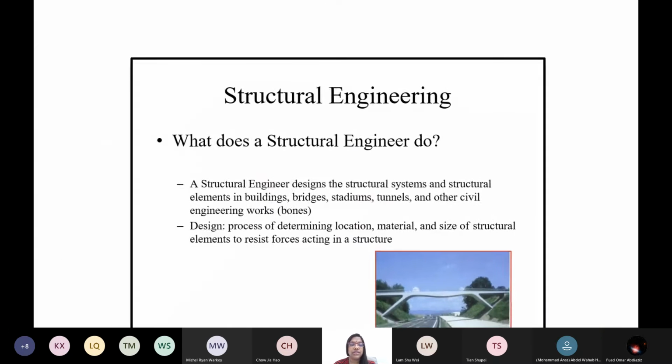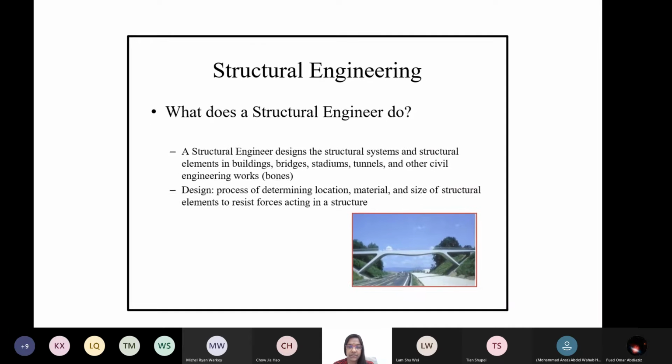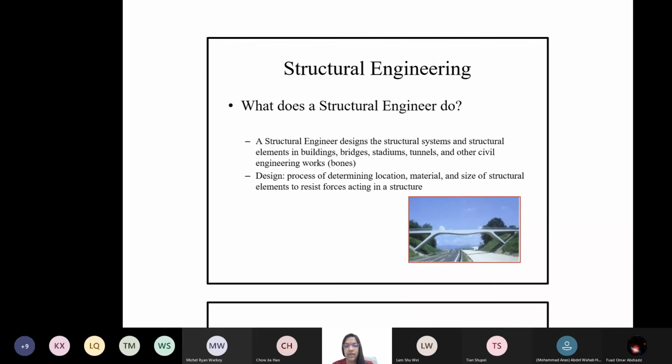What is structural analysis or structural engineering, or what does the engineer do? A structural engineer designs the structural system, structural elements, buildings, bridges, stadiums, tunnels, canals, and other civil engineering works. Right? These are all the design; it is the backbone, right? And your analysis is the backbone of design. No analysis, design will be a failure.